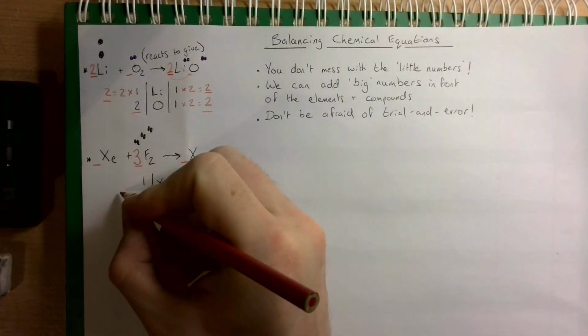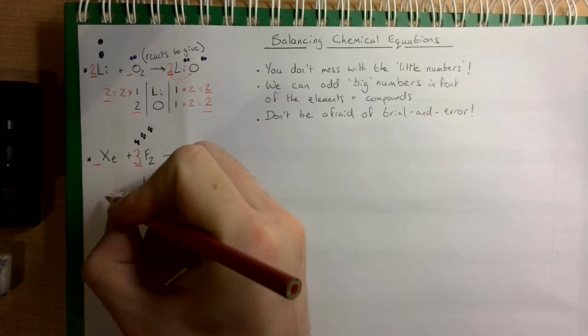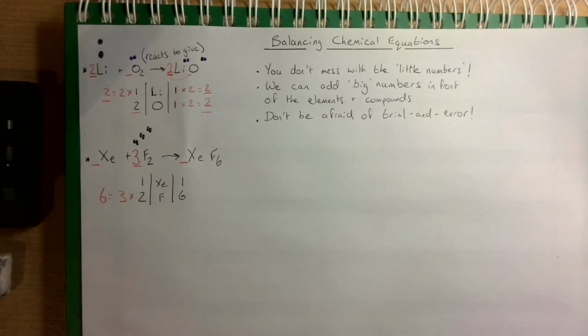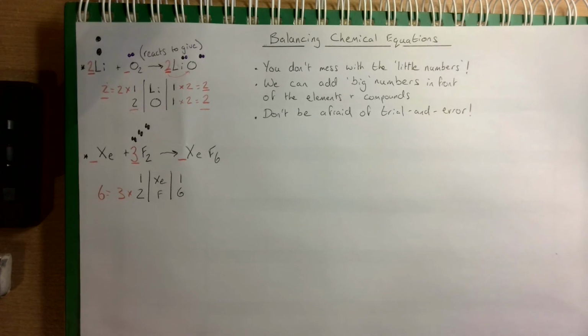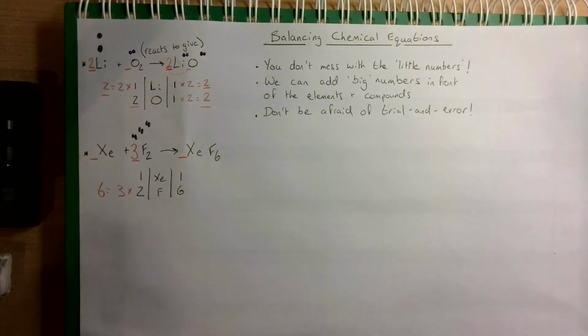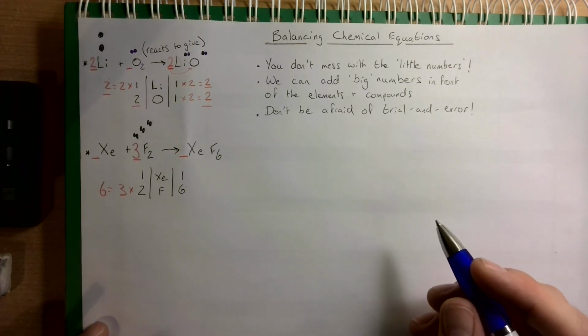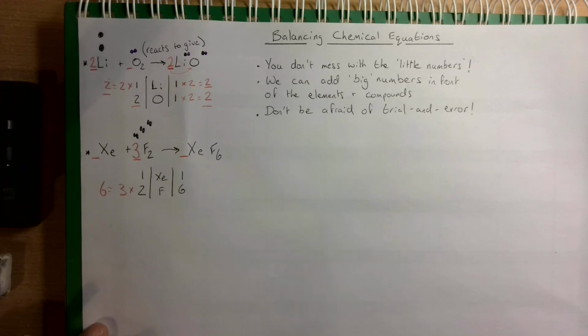So we're going to times that by 3. That equals 6. That's all we need to do. That's it, all completely balanced. Okay? Let's have a look at some more.